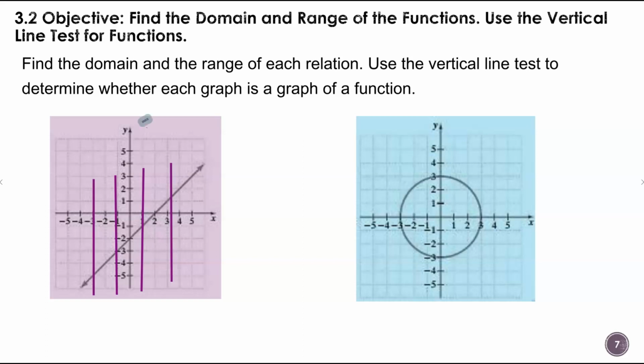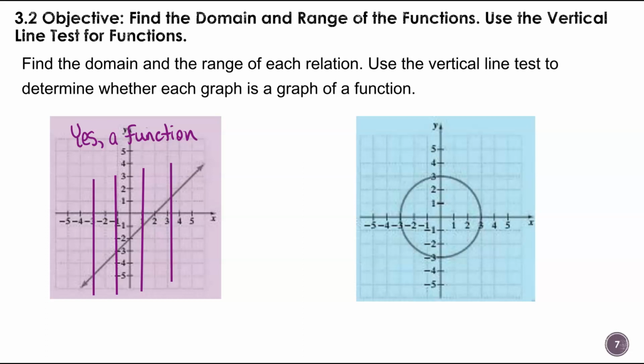Oh, I've got my line tool going there, so I don't want the line tool right now. So yes, it is a function because it passes the vertical line test. Really, what I'm saying is that yes, because a vertical line will only intersect this line one time, or the graph one time.